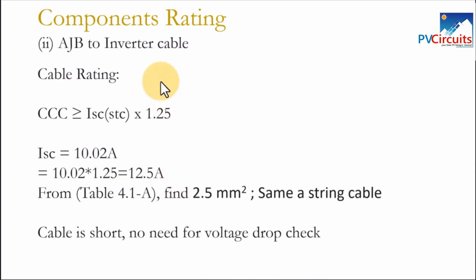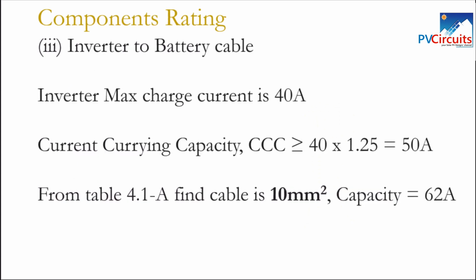So we move to the next cable, which is from the array junction box to the inverter. And this is the same cable. So we don't need to do that calculation, and we don't need to do the voltage drop because the cable is very short.